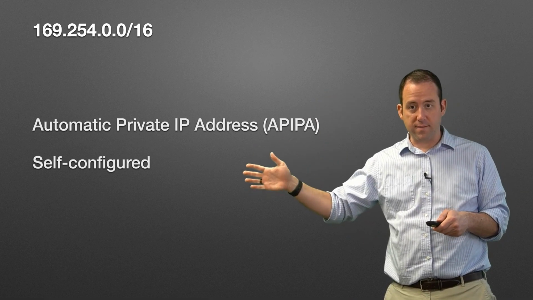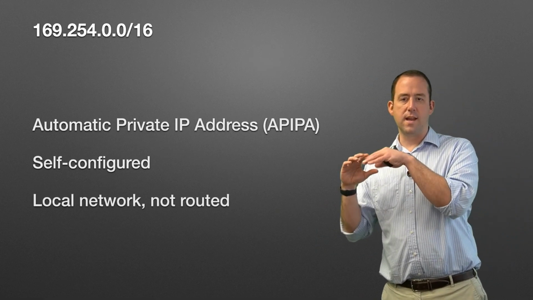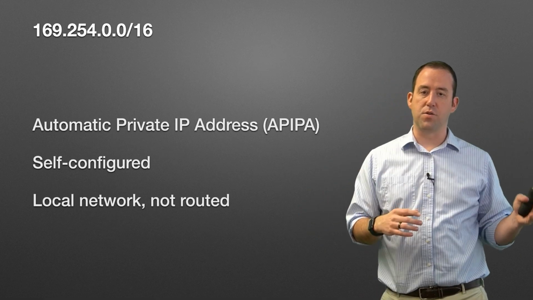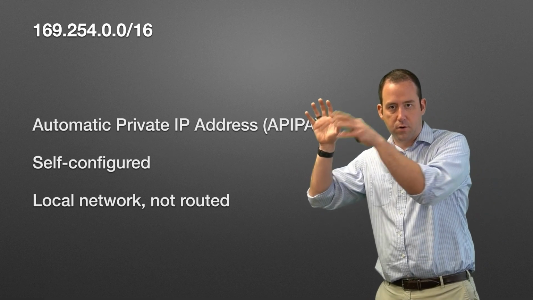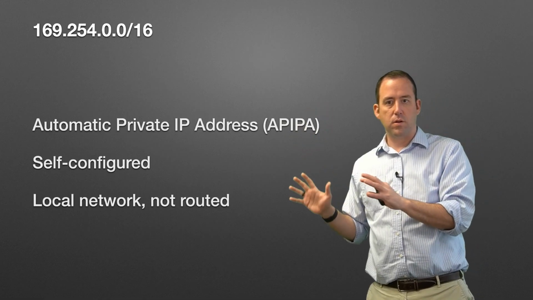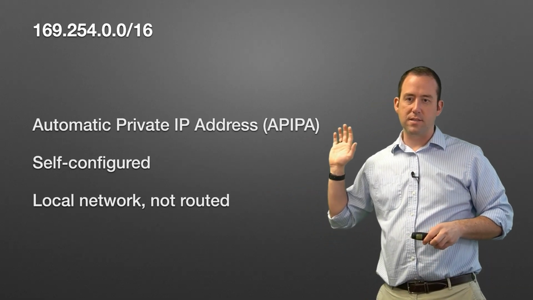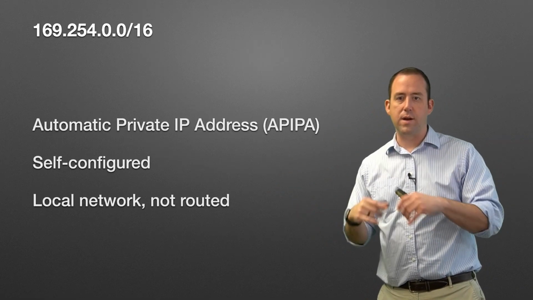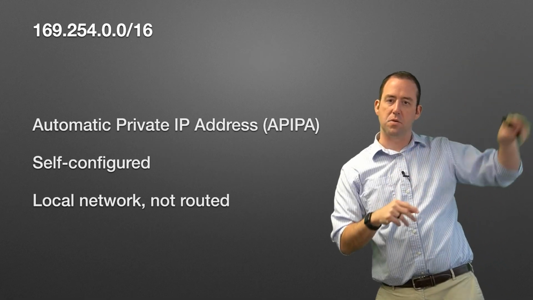Your computer's going to create this for itself to allow you to communicate. And this is self-configured. Your computer gives it to itself. Self-configured IP addresses are only useful within a local network, meaning they cannot even go through a router. Unlike the private IP addresses we talked about, where you can create a routed network within your local organization, you can't do that with these IPv4 addresses. It can only be used within a local network without ever passing through a router to get to another network.